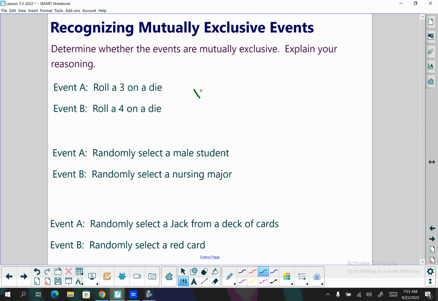Yes. Okay, what if I'm, let's say, out of college and I randomly grab a student? Okay, so event A is randomly selecting a male student. Event B is randomly selecting a nursing major. Are they mutually exclusive? No, why not? Because you could have a male student who's majoring in nursing. Yeah, there could be an intersection there. You could have somebody that's in both groups. Randomly select Jack from a deck of cards. Randomly select a red card. Yes or no? No? And we could have a red Jack. Would be the example, right? So as long as you can provide one example that falls in both events in both groups, it's not mutually exclusive. Okay, here we could have a male nursing major.